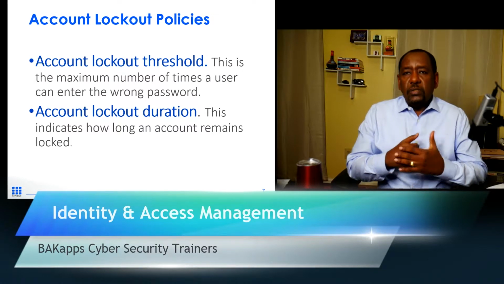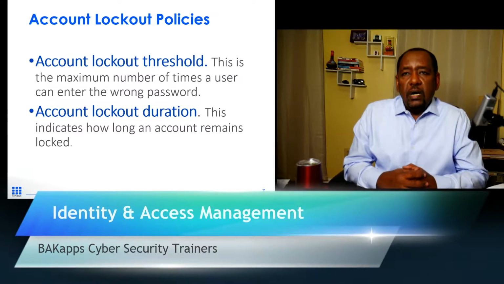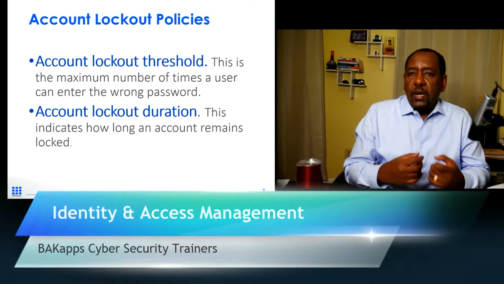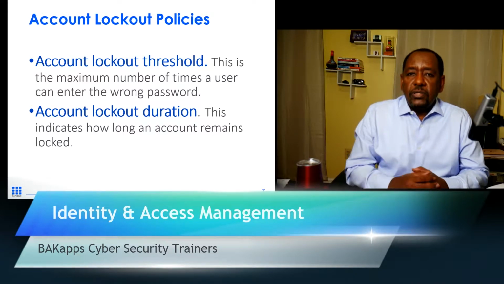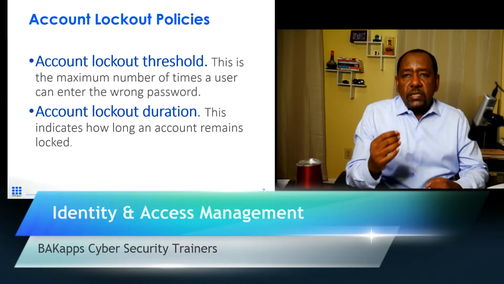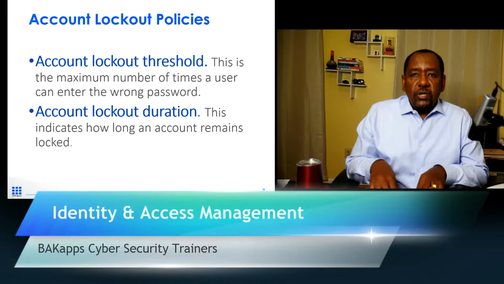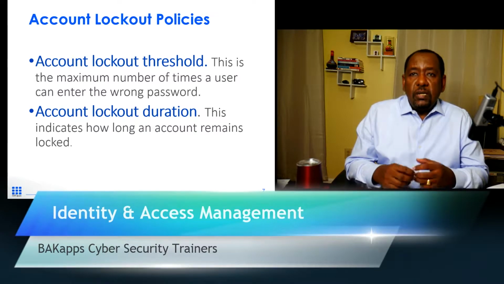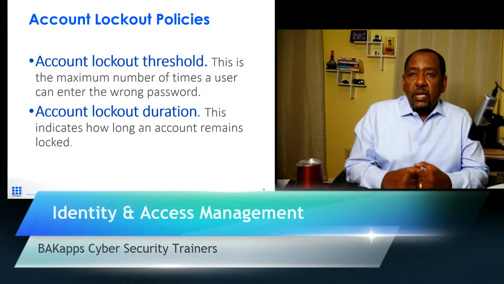So this is one of the important policies because what we need is after how many attempts your password needs to be locked. This is what we call account lockout threshold. This is the maximum number of times a user can enter the wrong password. They give you 3, 4, sometimes they give you 2. It depends on the system and the policy. Once you make 2 mistakes, then your account gets locked for a certain amount of time.